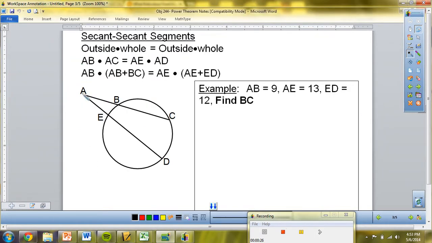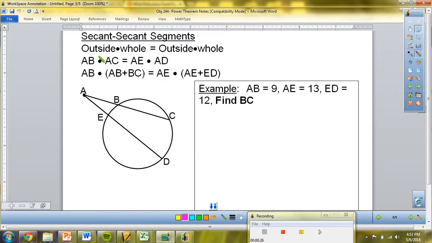So now we see that we have a secant-secant situation where my vertex is on the outside. So this changes our formula a little bit. Now instead of part and part, we have the outside piece of the line times the whole piece. A common error is we think that we do all parts.